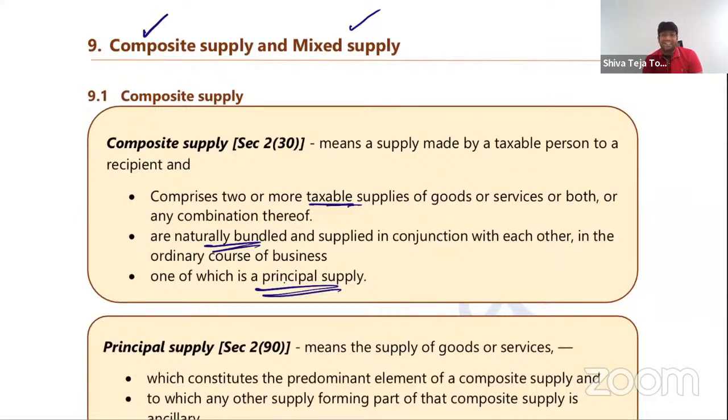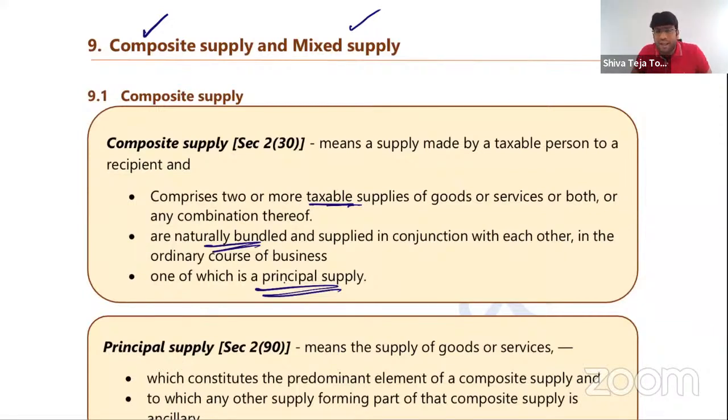Breakfast is only ancillary. Accommodation is the principal supply. One more example: when we go by aircraft on a flight journey, they provide some snacks during the course of the journey. The principal supply is only the transportation service. Snacks provided is only ancillary. So this is called composite supply. And always to be noted, composite supply is taxable at the rate of the principal supply.